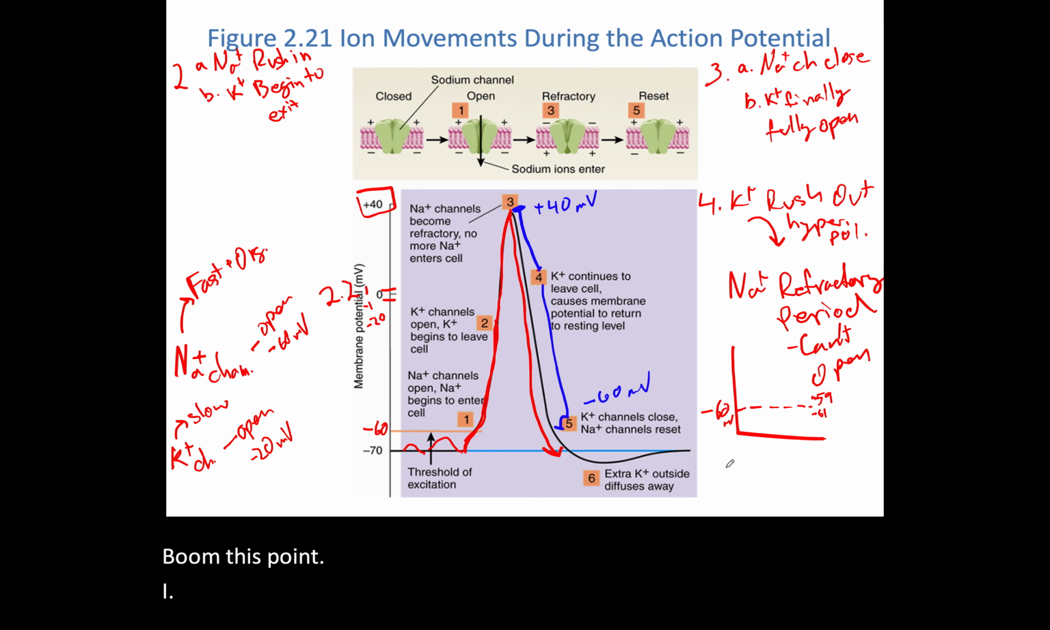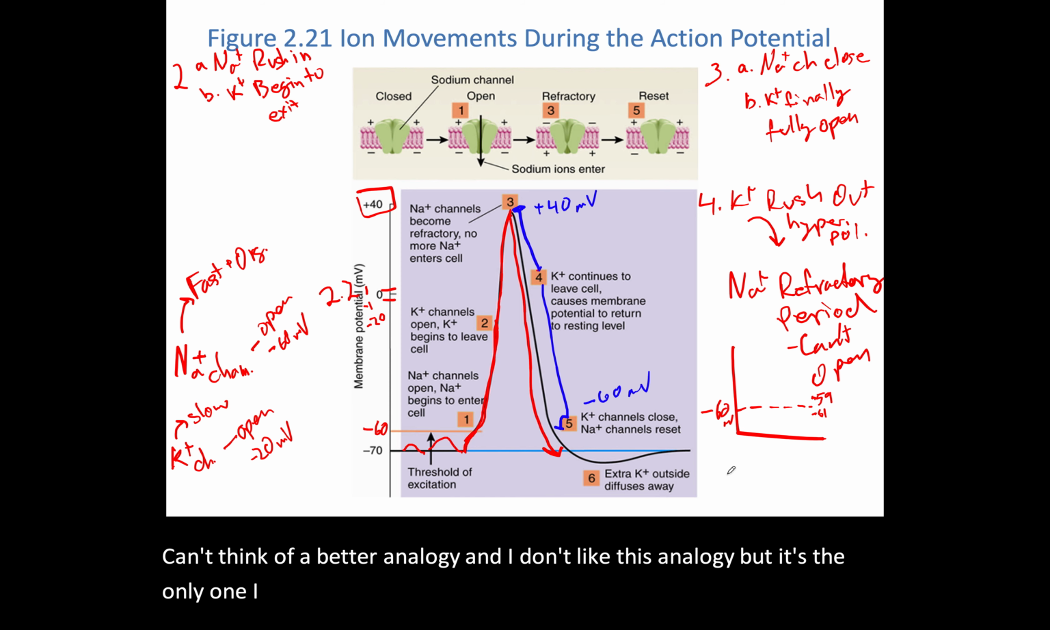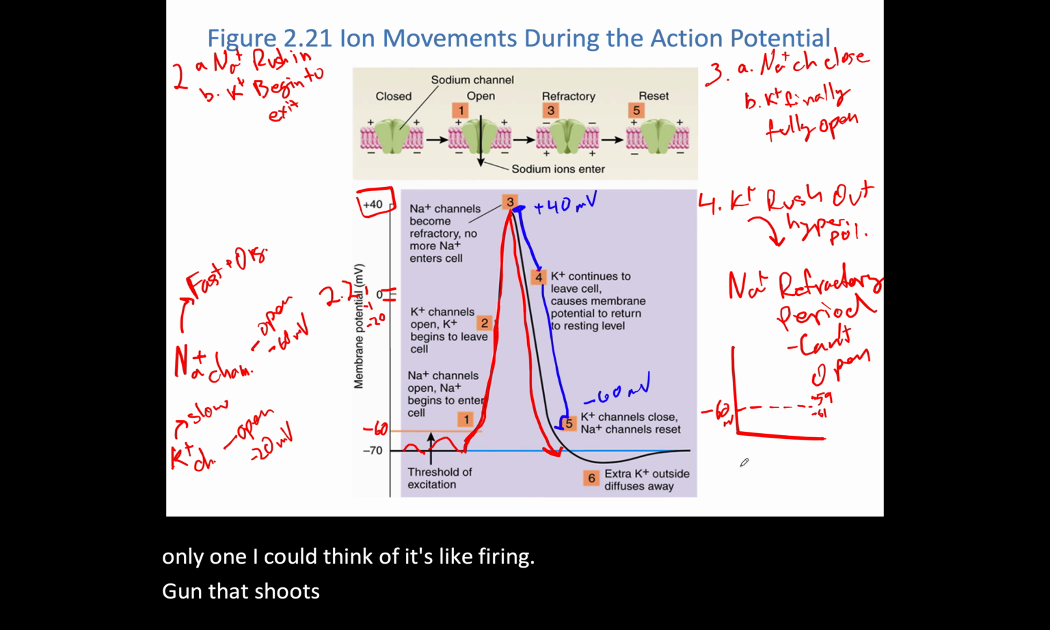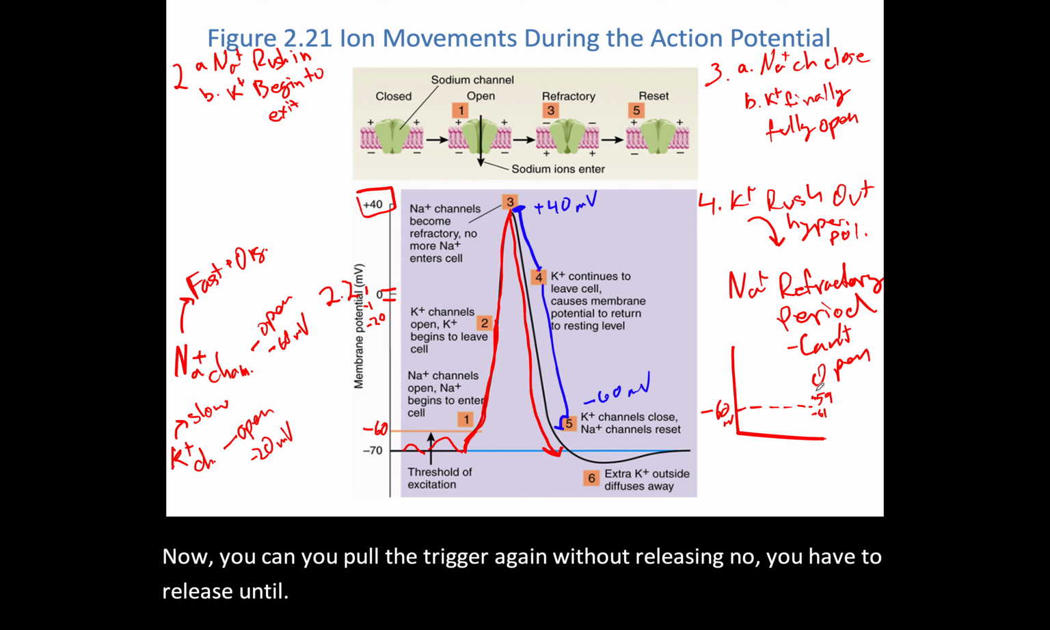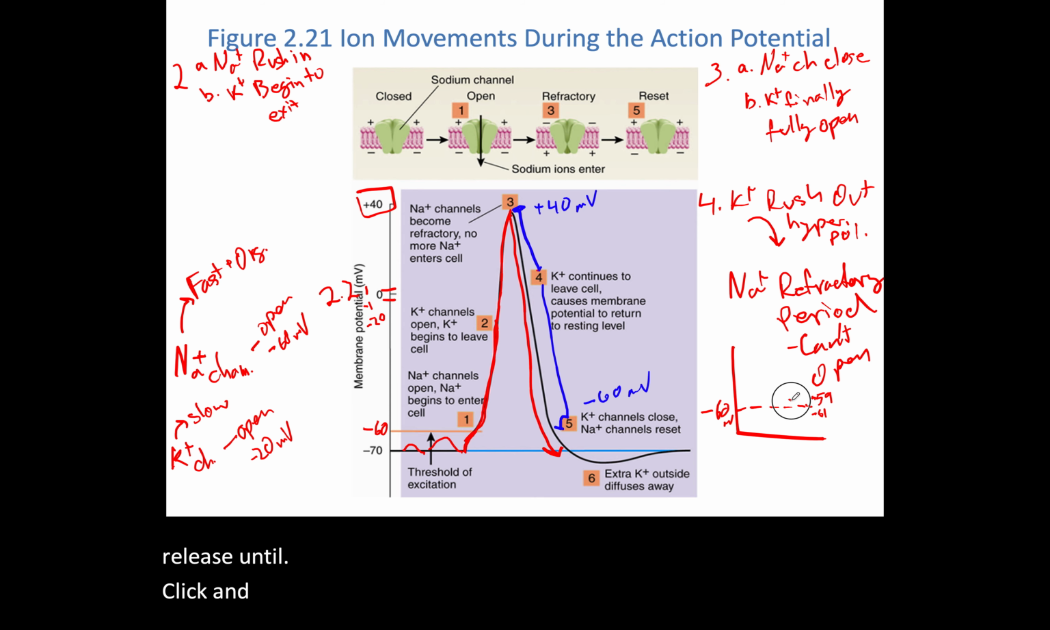I can't think of a better analogy, and I don't like this analogy, but it's the only one I could think of. It's like firing a gun that shoots out flowers. So this flower gun, you pull the trigger, poof, roses. Now you pull the trigger again without releasing? No. You have to release, release, release until click. And that click is when we cross that threshold so that we can pull the trigger again and shoot off another action potential.